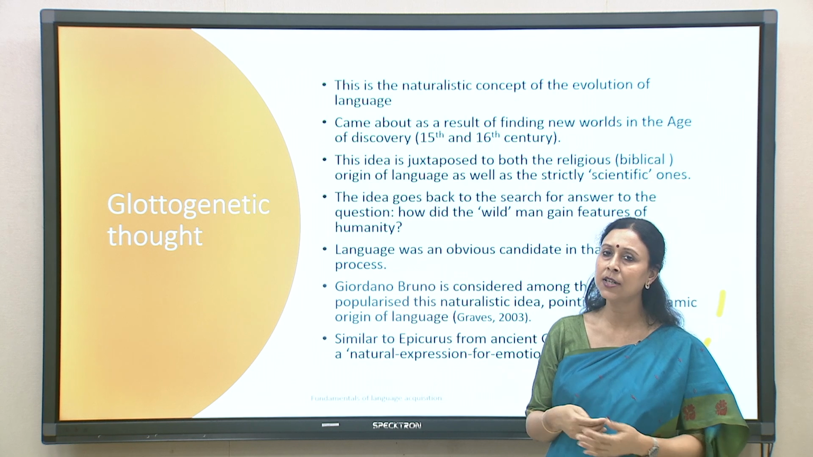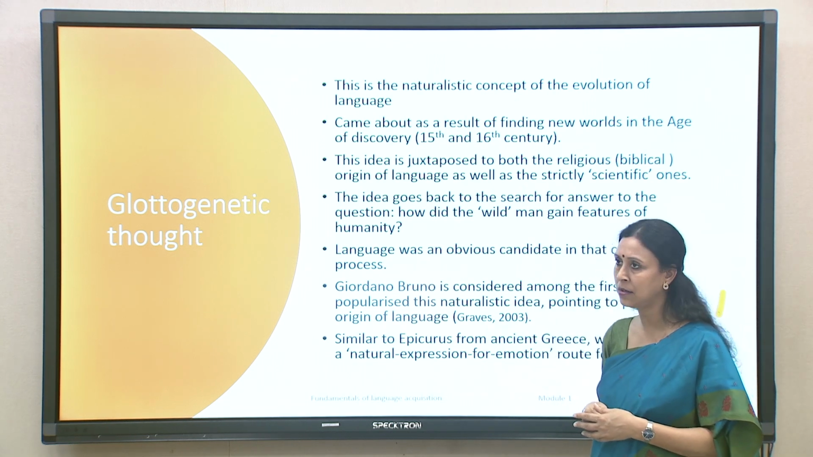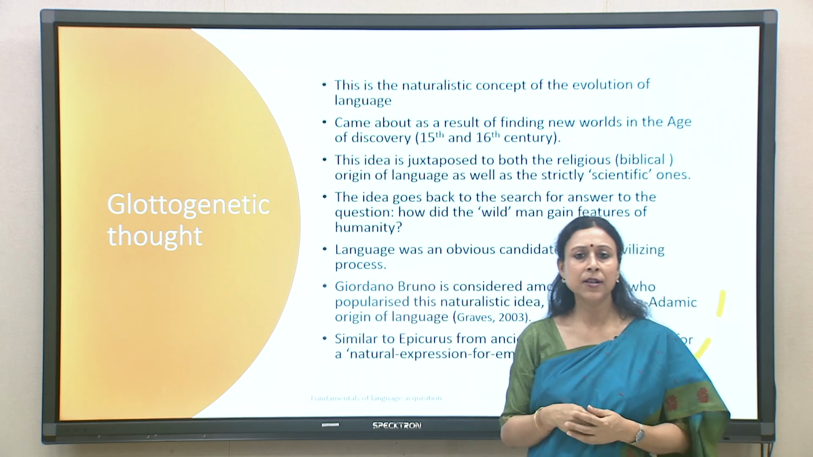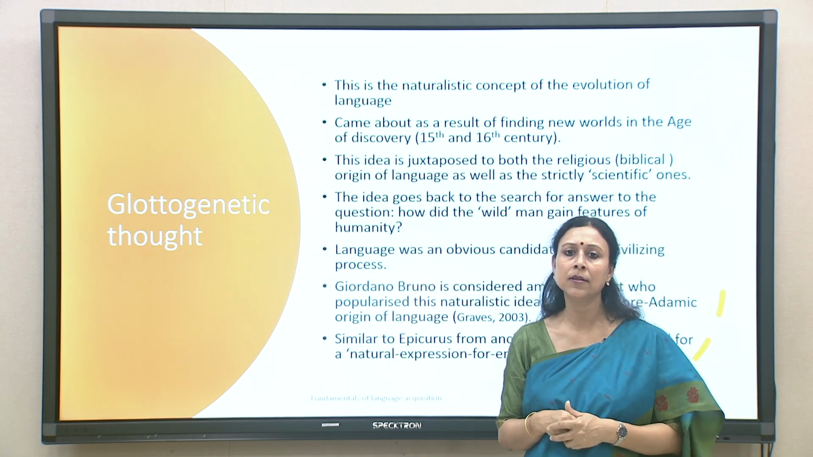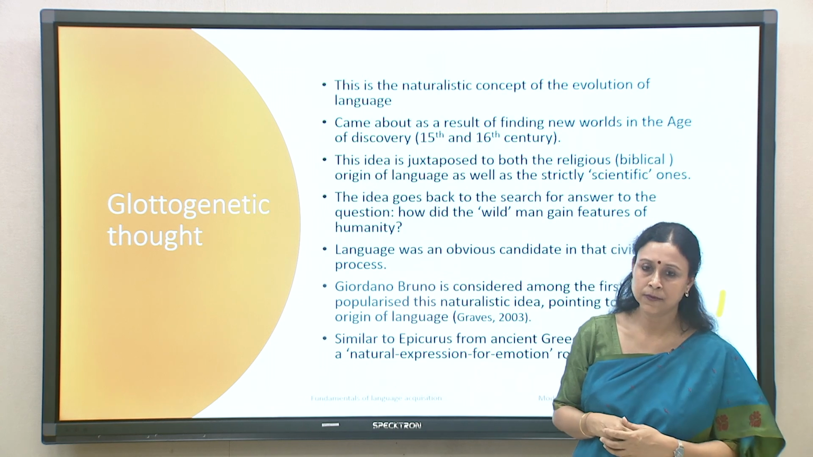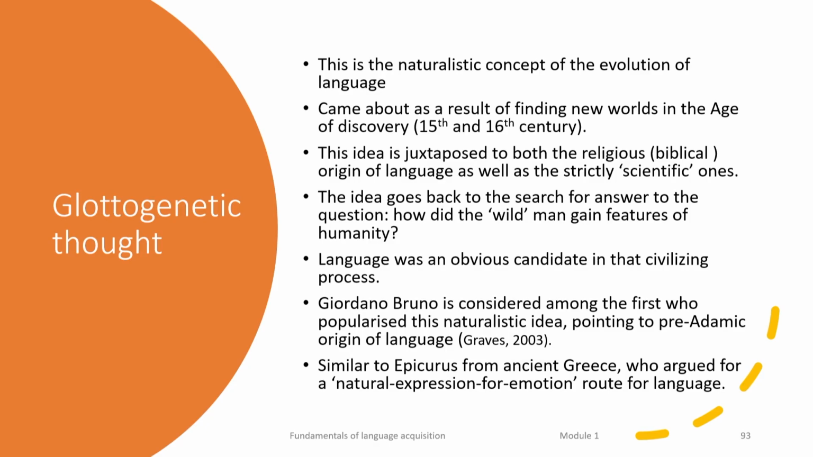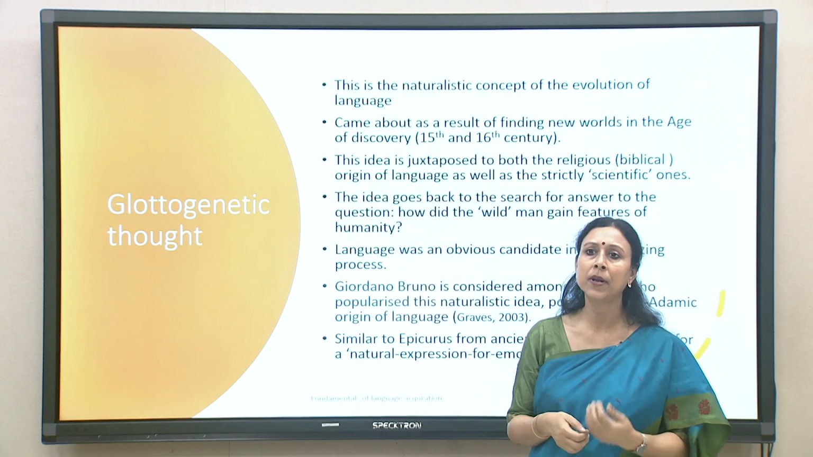There are many scholars from that time. Herder is one of the biggest names of that time that talks about these things. Anyway, in this backdrop, one of the persons we will be talking about is Giordano Bruno. He is considered among the first who popularized the naturalistic idea, pointing to a pre-Adamic origin of language. Let me explain a little bit about what this idea of pre-Adamic language is.